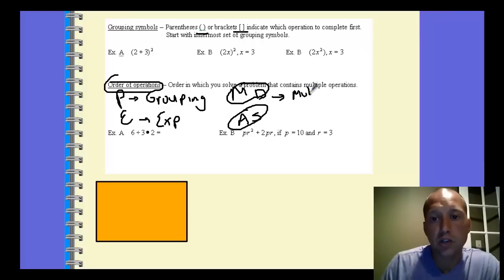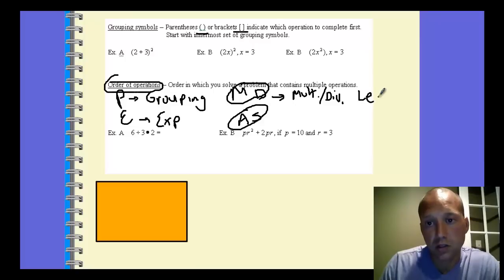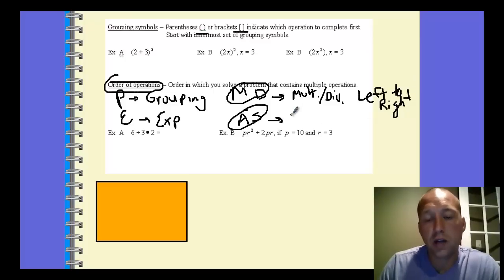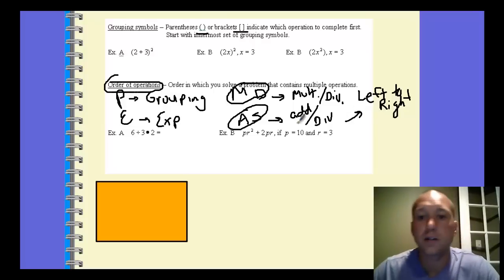This is multiplication, division, left to right. So whatever comes first in the problem, left to right. And then addition, subtraction, which is also left to right.